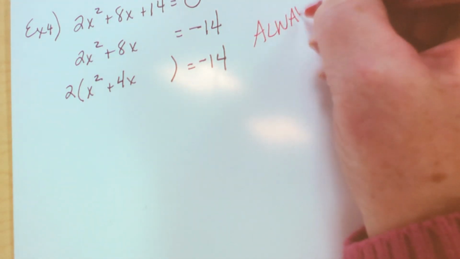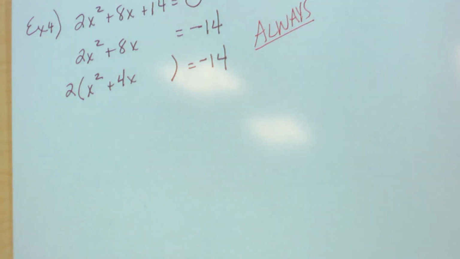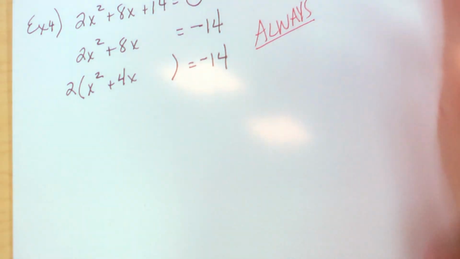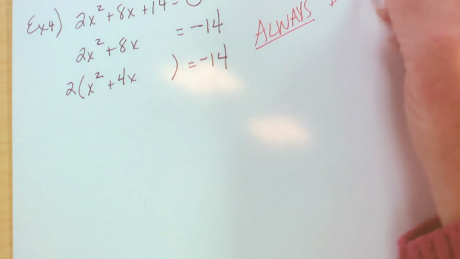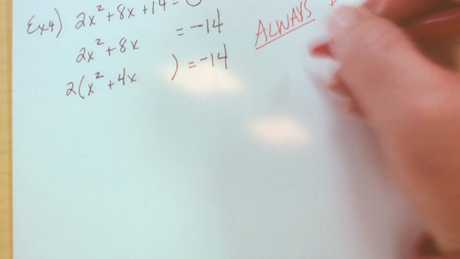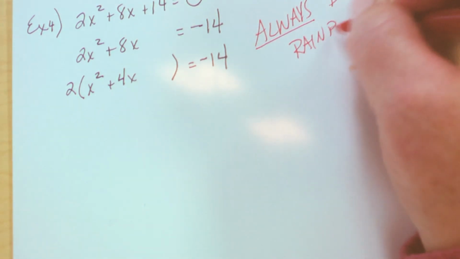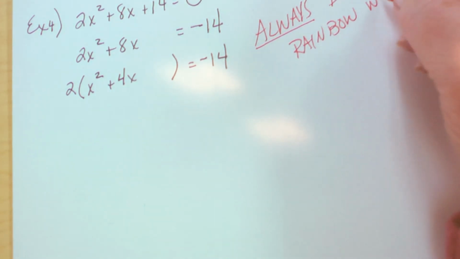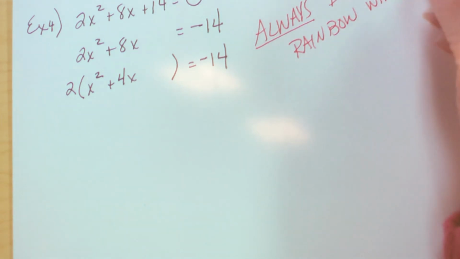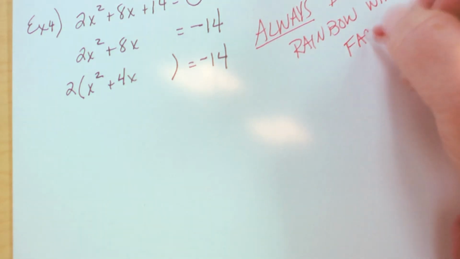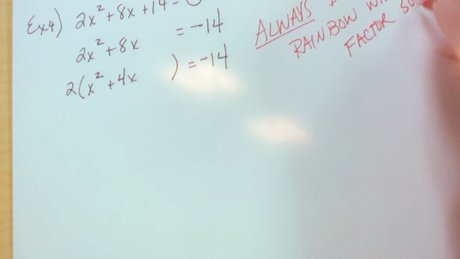Always, y'all listen to me. I do nothing but work my tail off trying to find ways for you not to make careless mistakes. This is where a careless mistake will happen a third of the time, and you can't afford it. Always draw the rainbow when you factor something out. And I'm going to show you why. You're going to see what happens.